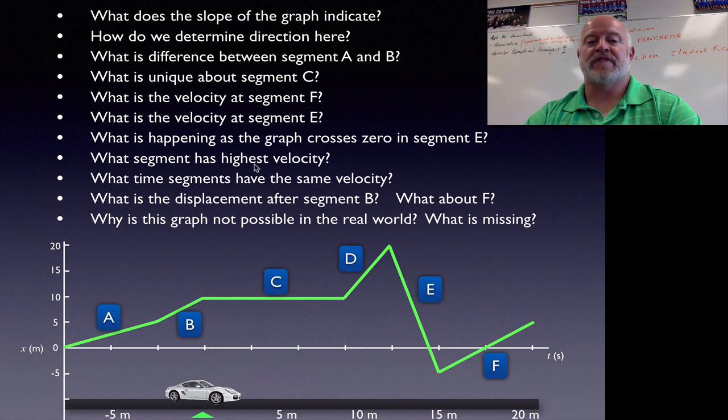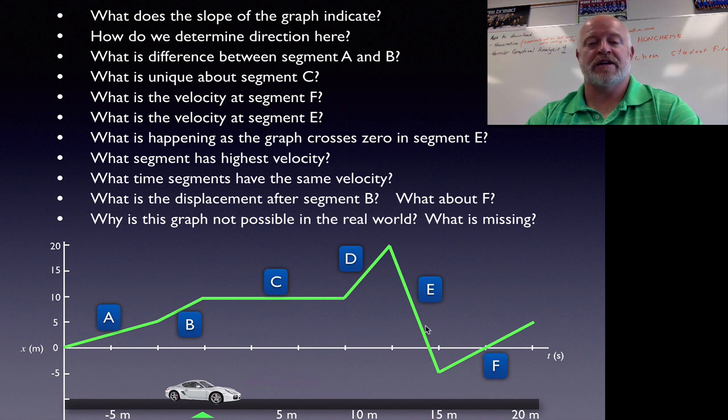Where do we get the highest velocity, okay? So if we take a look, A is definitely not, B is not, C is zero, okay? D, E, and F. F is more like D, so it's either D or E if you just look visually. And in 1 second, D went up 10, and in 1 second, E went down 25. So E has the highest velocity.